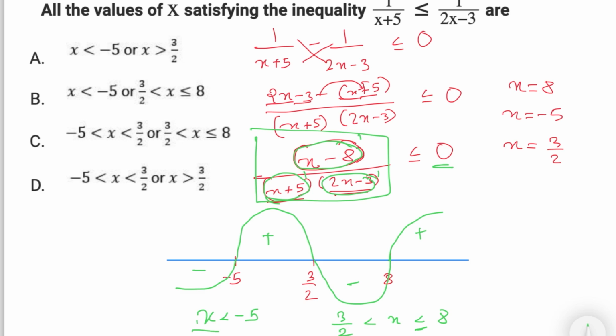Why? Because if x is 3 by 2 or minus 5, the denominator here would become 0, and that is not acceptable. For any expression, the denominator is never 0. So x cannot be equal to 3 by 2 or x cannot be equal to minus 5. That means x has to be less than minus 5, or x has to be greater than 3 by 2 and less than or equal to 8. This is very clearly our B option.